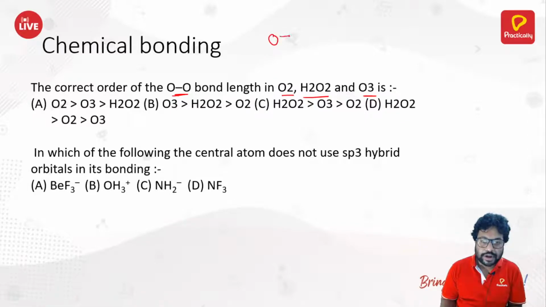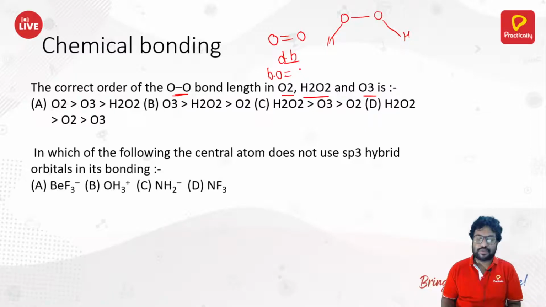Oxygen, you have a double bond in O2, right? Then H2O2, you have it like this. So this is a double bond. So bond order or bond length is what? Let's see bond order. Bond order means number of bonds, right? Here bond order is 2. Here bond order is 1.